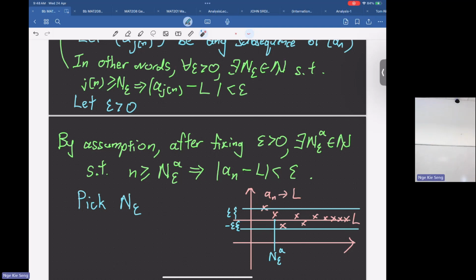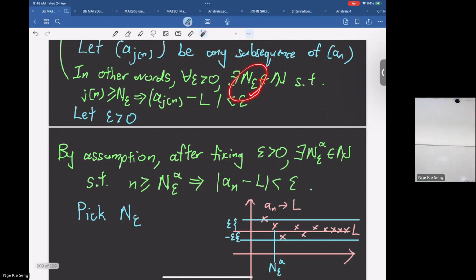Maximum of what? N and n epsilon. This is what you want to find, right? Because you want to prove it. This one want to find, and this one is given.